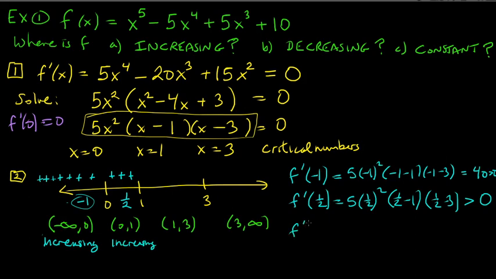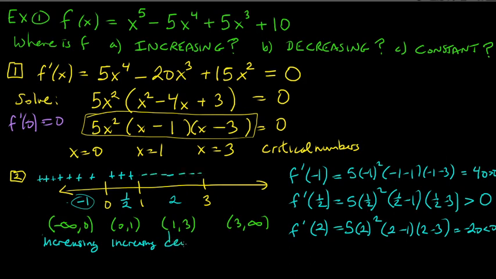Okay. So what's between 1 and 3? Well, 2 makes sense. If we plug in x equals 2, what do we get? I think we just get negative 20. So now we get a negative. It's going to be negative at 2, and it's going to be negative everywhere between 1 and 3. So this is where it's going to be decreasing.